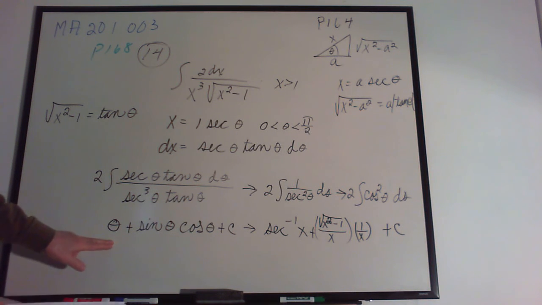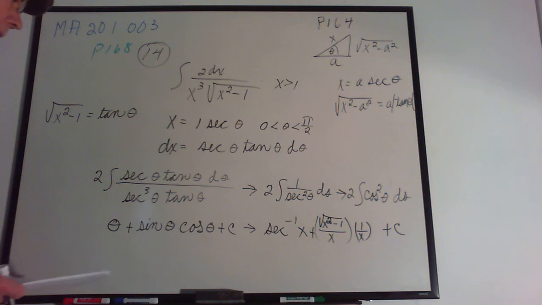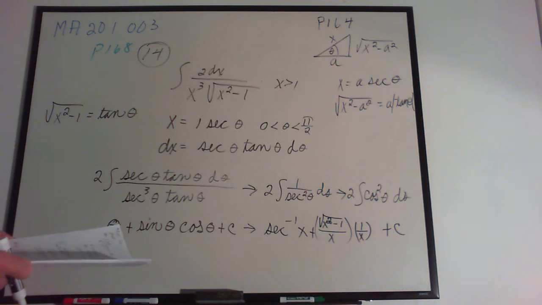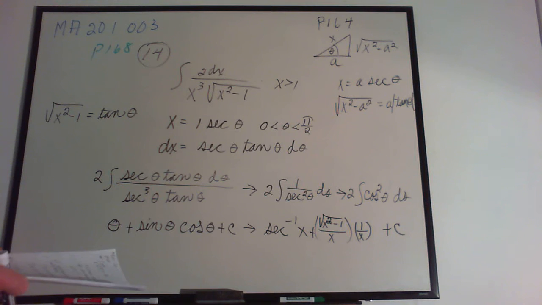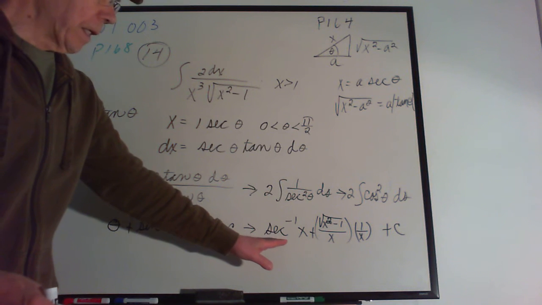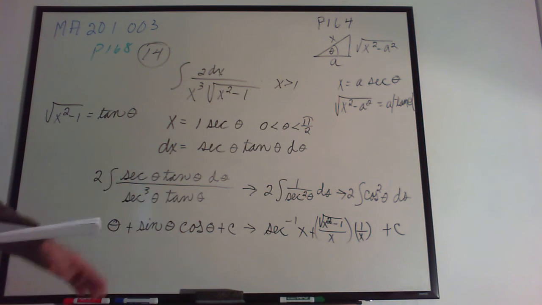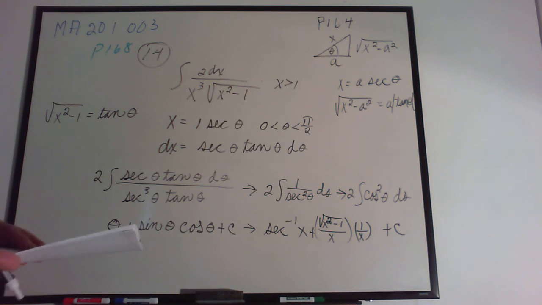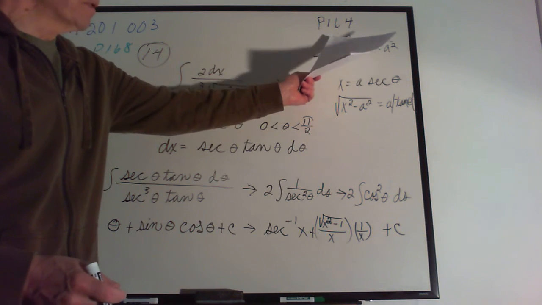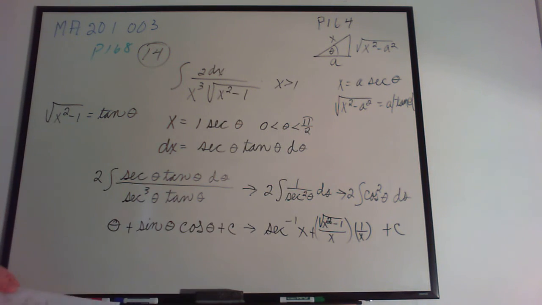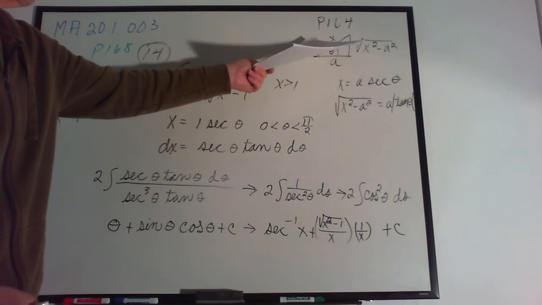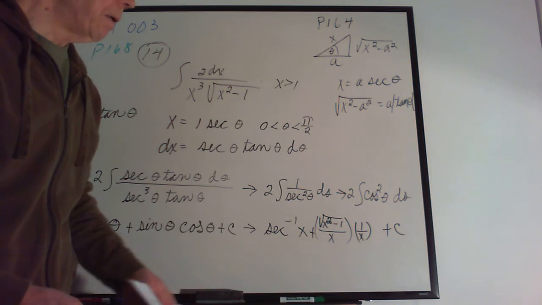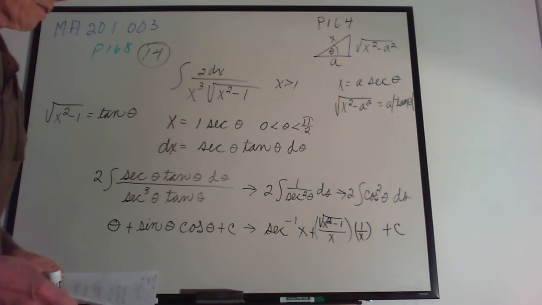So secant of theta is equal to x over 1, a is 1. So the inverse secant of x will give you the value of theta. Sine of theta is going to be the side opposite over the hypotenuse, which is the square root of x squared minus 1 over x. And the cosine is going to be the adjacent side over x. a is equal to 1, so it's 1 over x.